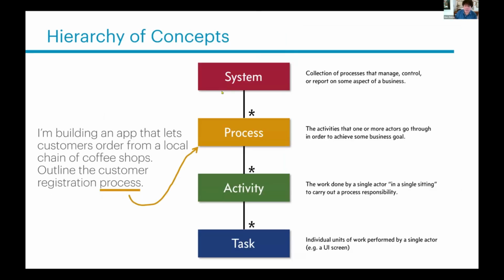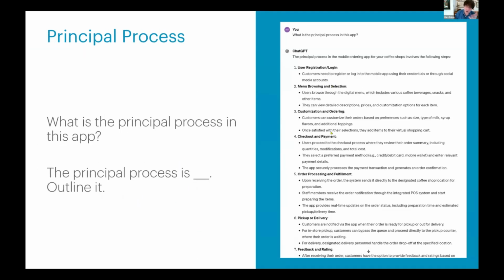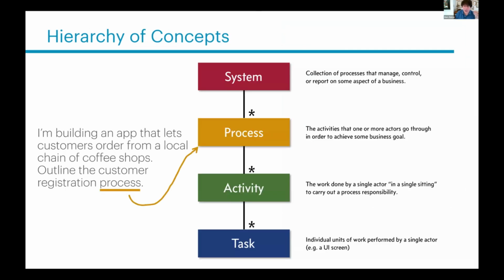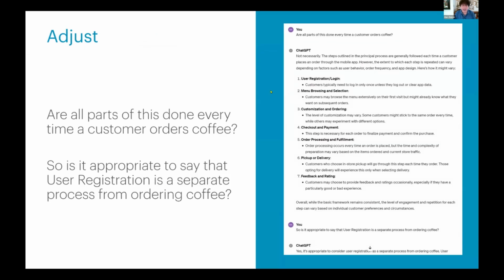So now I look at that model, or I look at this description, and I go, most of this looks like what I would be doing if I'm ordering coffee. This user registration kind of feels a little wonky to me. So the way in which I approach this is I don't go in and say, hey, number one, you're wrong. No, instead I want the agent to be a little introspective. So I say, are all parts of this process done every time someone orders coffee?